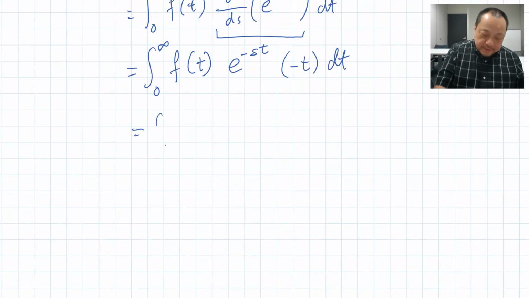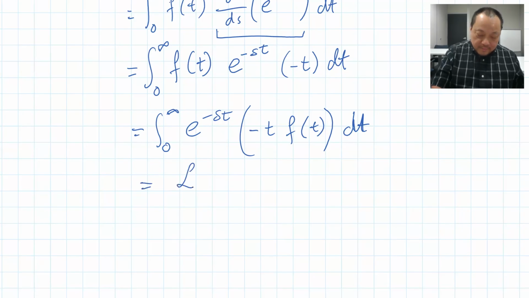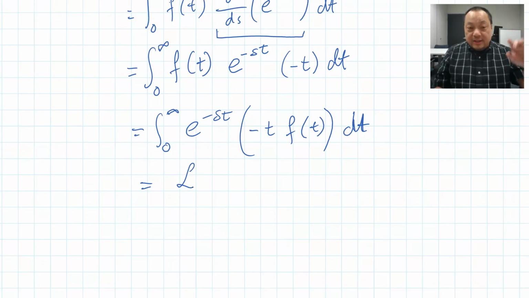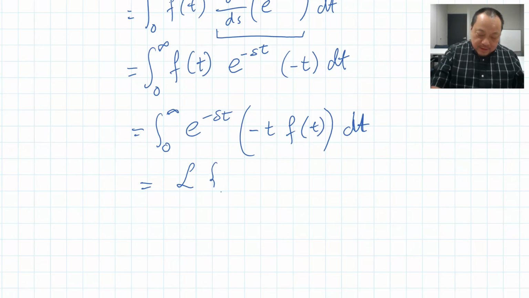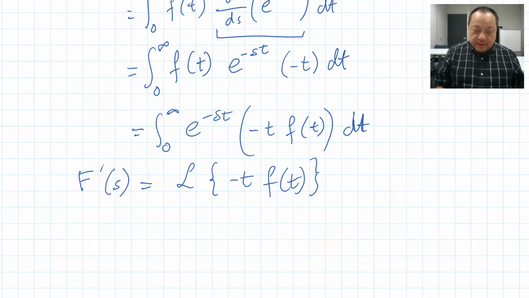And then I can rewrite this as, yeah, this looks familiar. This is the definition of a Laplace transform, right? The integral from 0 to infinity of e to the negative st times something is the Laplace transform of that thing. So this whole thing is the Laplace transform of negative t f(t). And we started with F prime of s like this. So capital F prime is equal to the Laplace transform of negative t f(t).